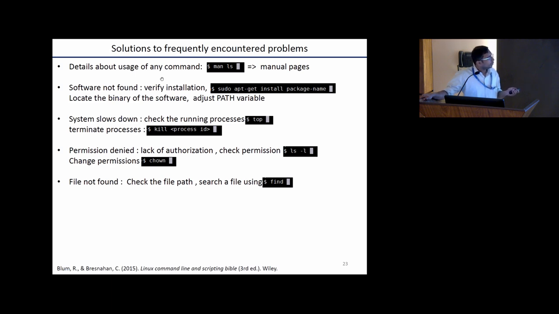Then this is the one which I told you gives Linux a lot of security, but it also gives you a lot of problems. It's called permission denied. That means you do not have the authority to use a file. How do you overcome this? First you identify the problem, ls -l, this will give you the permissions, and then you change the permissions if you are allowed to change the permissions.